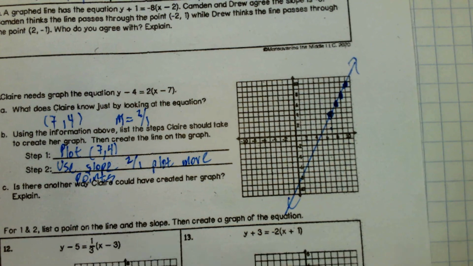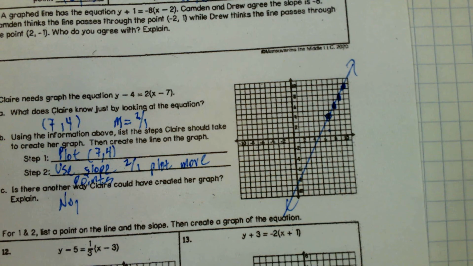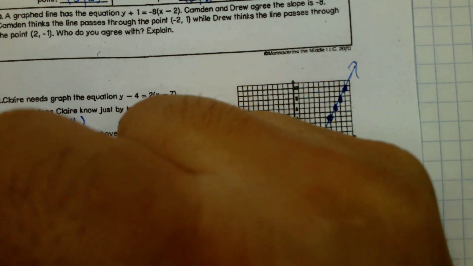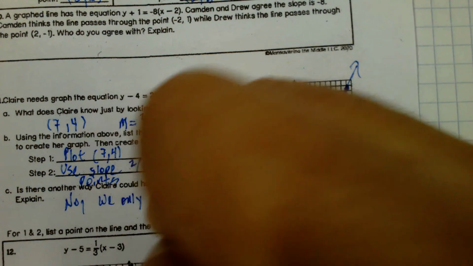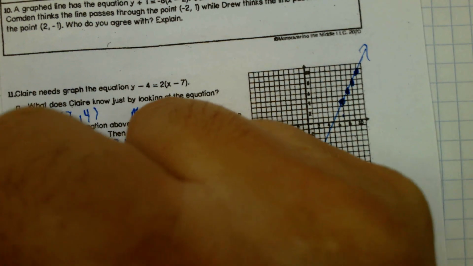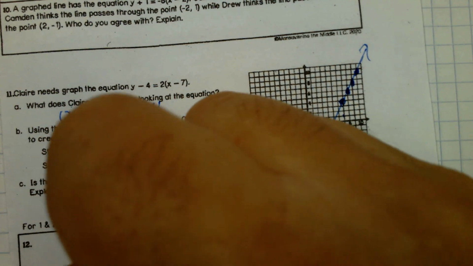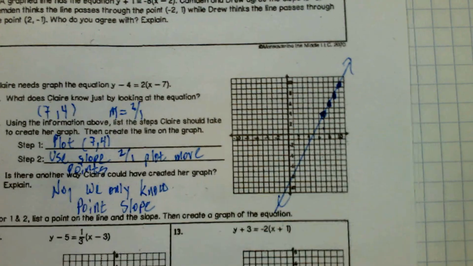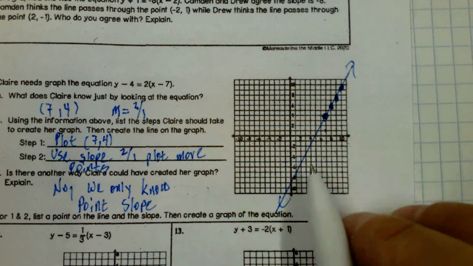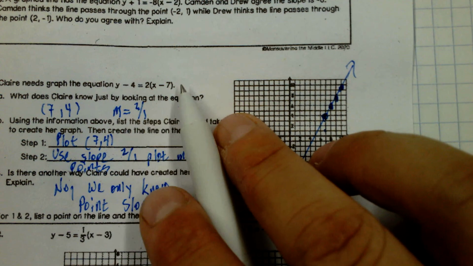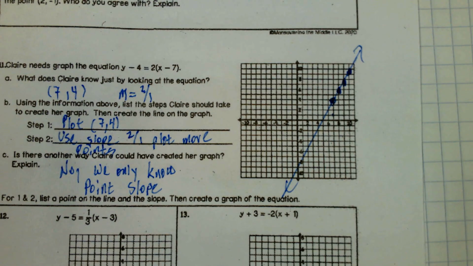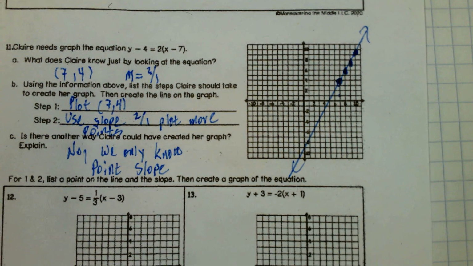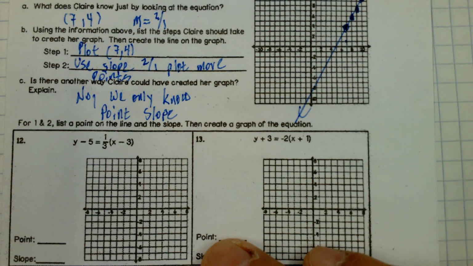With this information, no. To answer part C, there's no other way to graph it with the information we have. We only know point slope. So if you have some random point, it's not the y-intercept, and the slope, you write your equation or pull out the information from that equation, and you can graph the line. So that's what we're going to do for the last 2. We're going to graph these lines here.